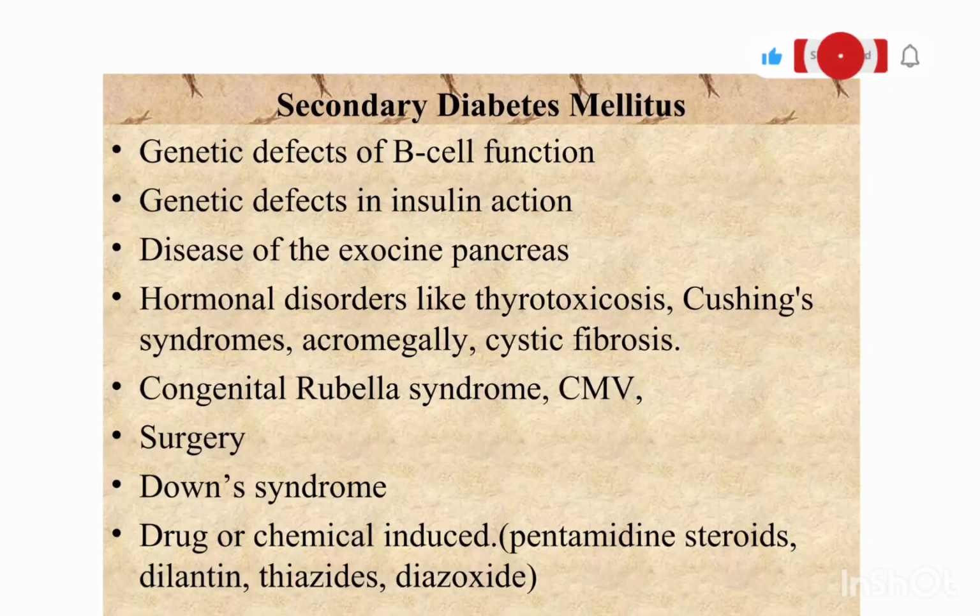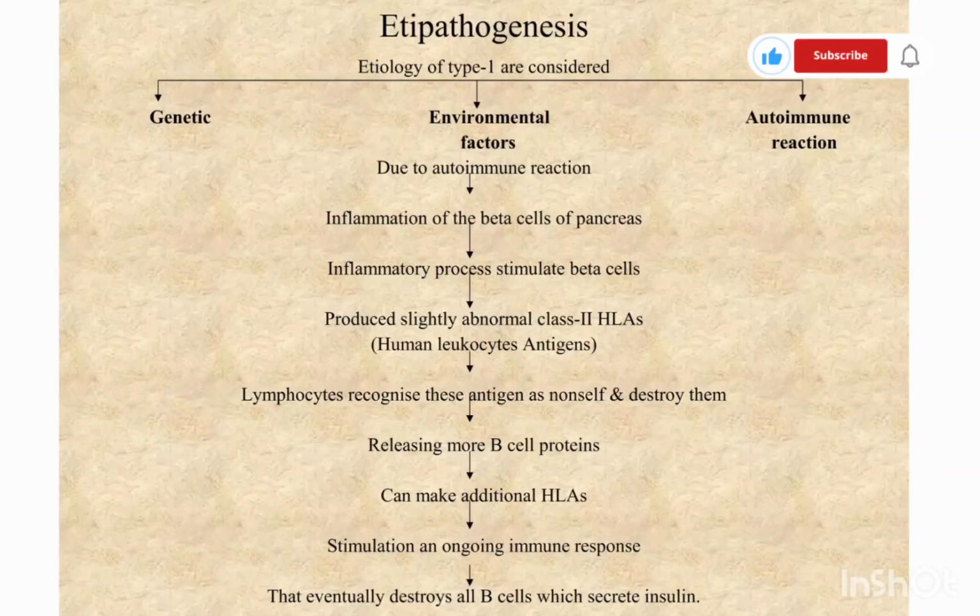There are certain conditions secondary to diabetes mellitus: genetic defects of B cell function, genetic defects in insulin action, disease of the exocrine pancreas, hormonal disorders like thyrotoxicosis, Cushing syndrome, acromegaly, cystic fibrosis, congenital rubella syndrome, CMV, surgery, Down syndrome, and drug or chemical induced causes like pentamidine, steroids, dilantin.